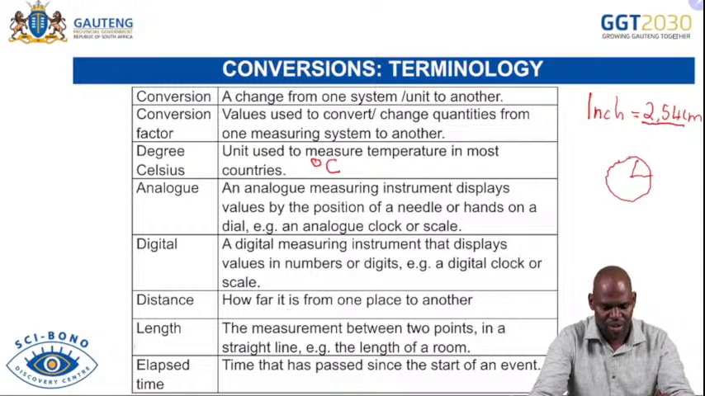Then we've got elapsed time. Elapsed time is the time that has passed since the start of an event. If an event starts at 3:30 and finishes at 4, what will be the elapsed time there? From 3:30 to 4, the elapsed time will be 30 minutes.